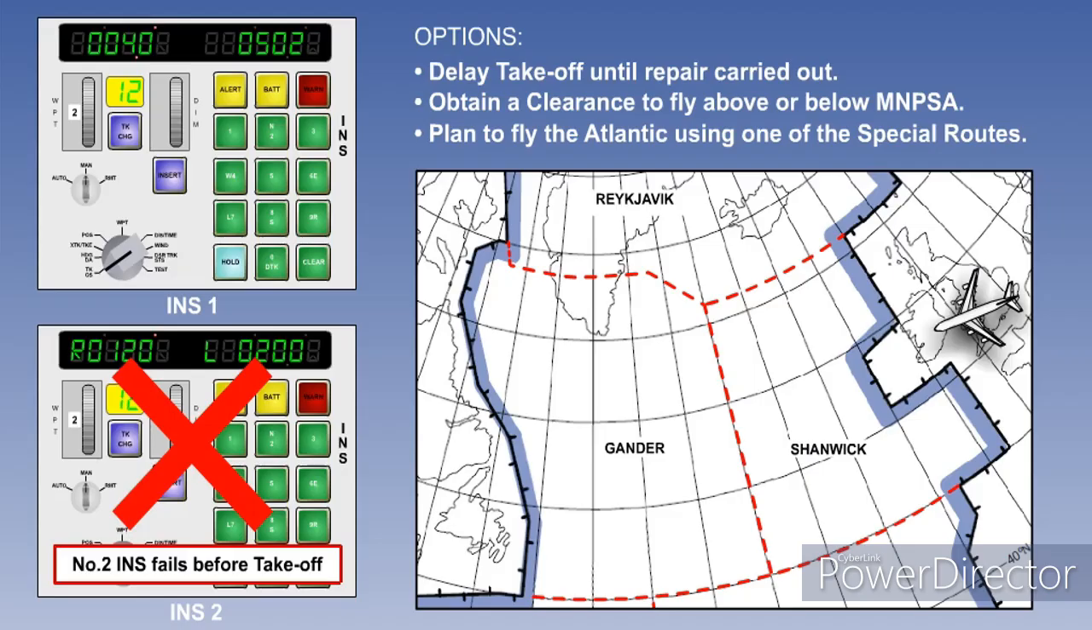A lot of aeroplanes flying in MNPSA have triple navigation systems which provide plenty of redundancy, but a problem could arise when only two systems are fitted. Aeroplanes equipped with only two long-range navigation systems are subject to certain restrictions after a failure of one or both systems. Should one system fail before takeoff, the pilot must consider either delaying departure until a repair is possible, or obtain a clearance to fly above or below MNPS airspace. The pilot could also consider planning on the special routes where short-range navigation facilities, such as VOR, DME, can be used.